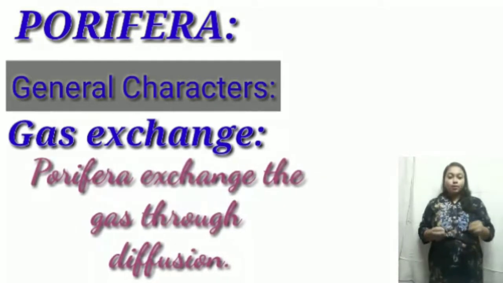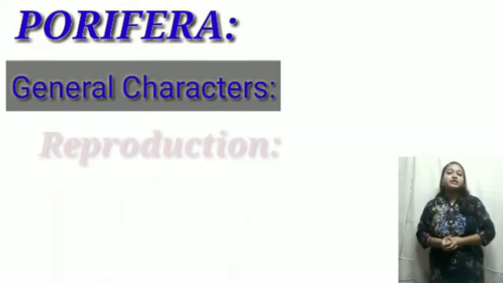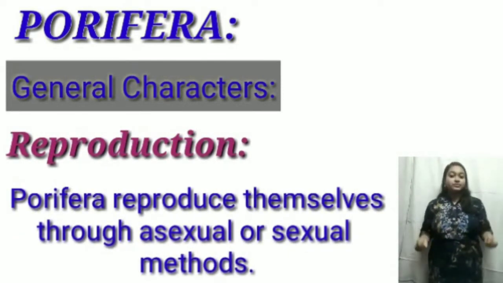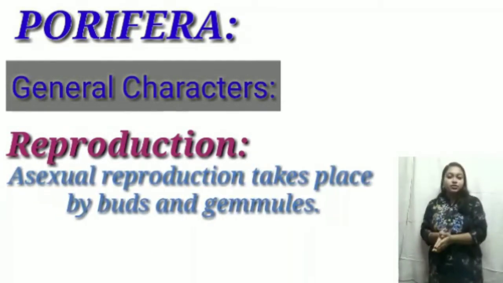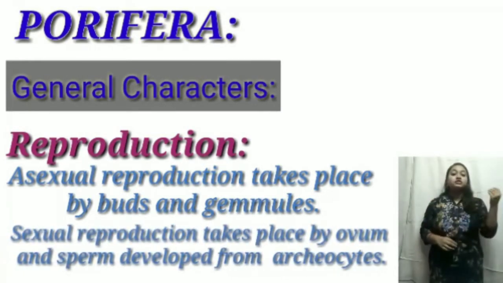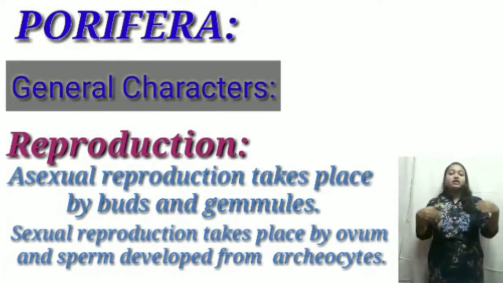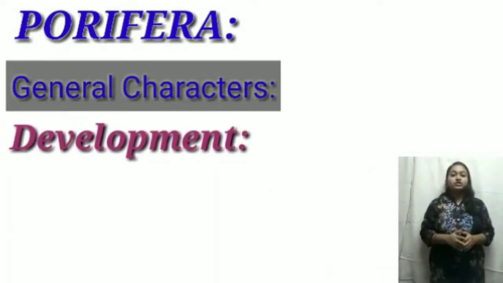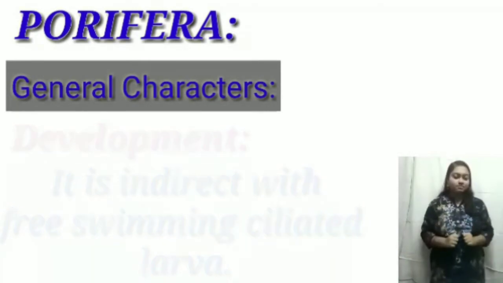The next point is gas exchange. Poriferans exchange gas through diffusion. The next point is reproduction. The poriferans reproduce through both asexual and sexual means. Asexual by buds, small buds, gemmules, and sexual by ova and sperm. They mate with each other and fertilize the zygote and form the adult sponge. The last point is development. It is indirect with a free swimming ciliated larva.